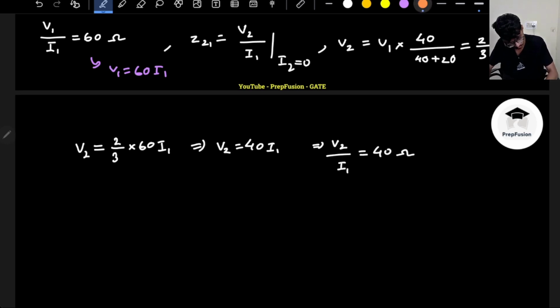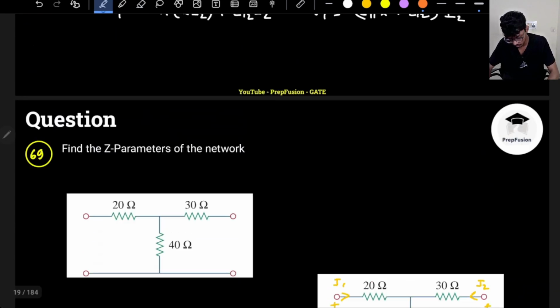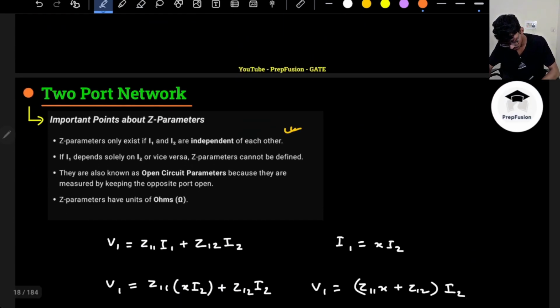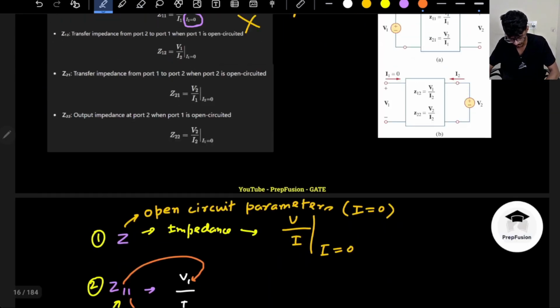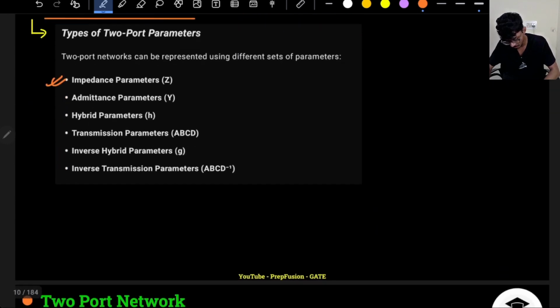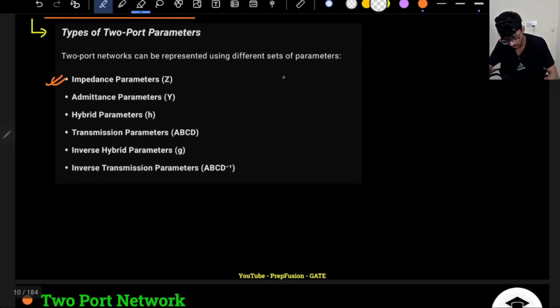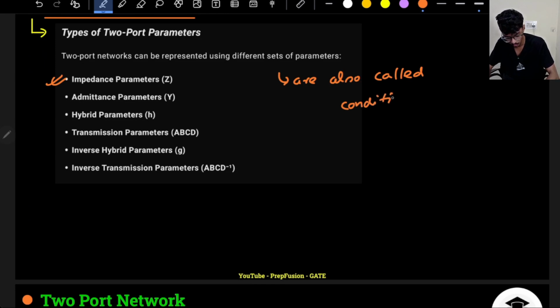Keep this in mind. Don't forget that there is a condition. This is a conditional parameter, so it is when I2 equals 0. One more thing I forgot to mention: these two-port parameters are also called conditional parameters. Why are they conditional? Because either you make some current 0 or you make some voltage 0, and for the next parameters we will discuss, you have some condition attached.